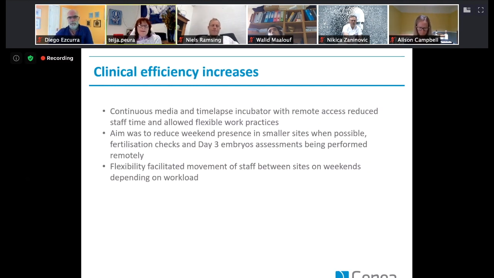So why do all these operational changes and laboratory process changes? Well, trying to increase efficiencies. And it was immediately obvious that the continuous medium and time-lapse incubator with remote access reduce staff time and also allow flexible work. One very practical aim was to reduce weekend presence, because out of the 10 clinics, some are very small and might require only one embryologist to go there over the weekend to do fertilization checks and day 3 checks. So the aim was to reduce that workload and also allow the movement of staff between the sites.